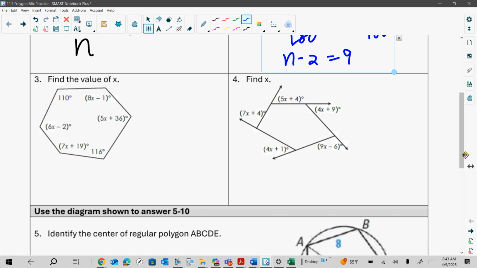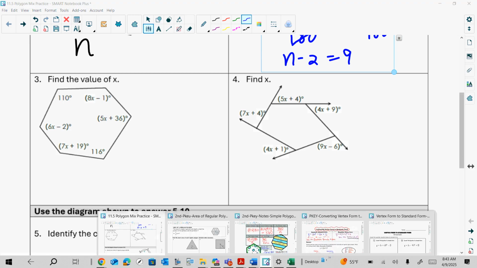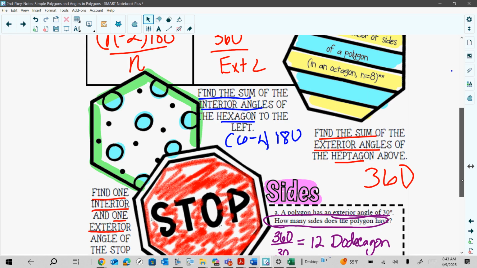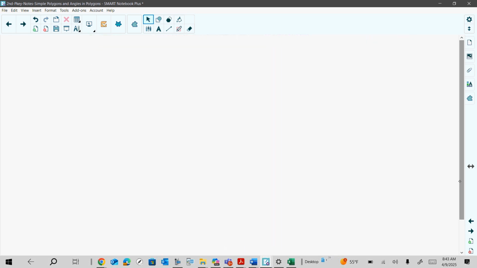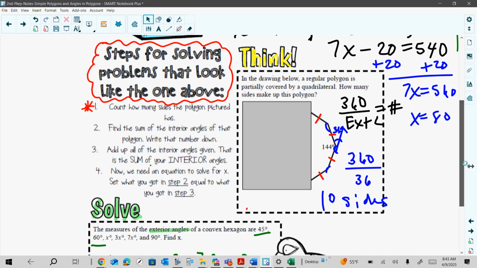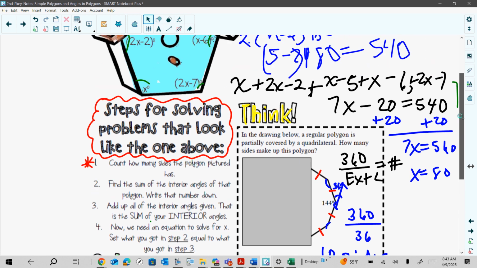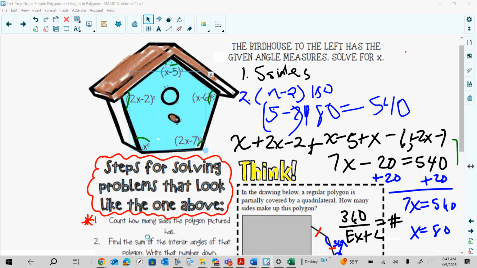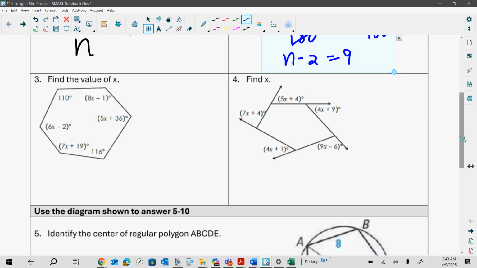On number 3 and 4, number 3, like I said, correlates to the birdhouse on this same page. Where's my birdhouse? Oh, here it is. We had the steps right here, and we had an example of the interior angle. So you always have to find the n minus 2 times 180 first, and then write your equation. Like I said, you might need to look at your notes to help you.